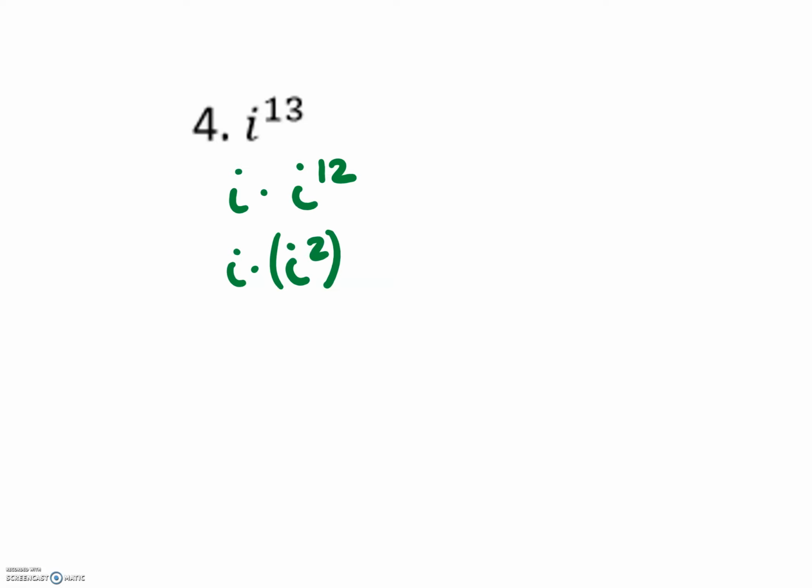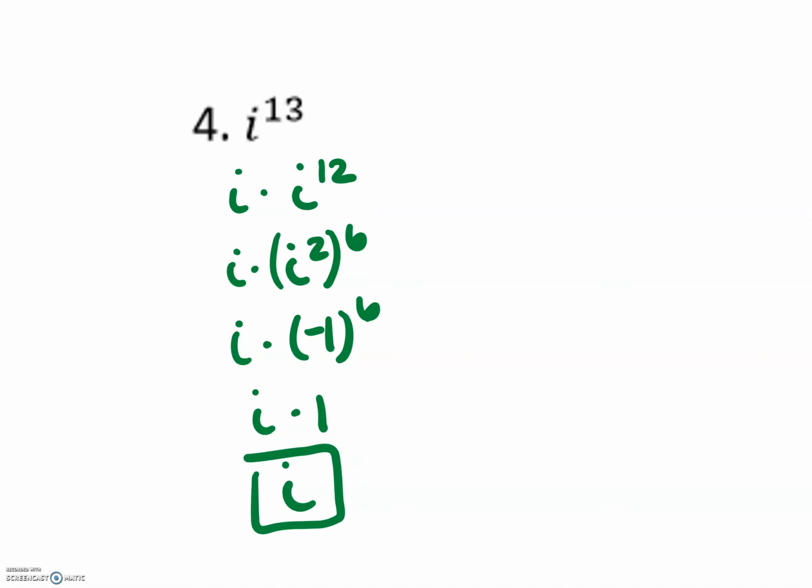Alright, let's try one more. So again, I have i to the 13th. I want to make it even. So to make it even, I'm going to take an i out, and I'm going to get i times i to the 12th. Now I can say i to the 12th is going to be i squared raised to the 6th power. So I'm going to get i times, i squared is negative 1, to the 6th. Well, what's negative 1 to the 6th going to be? That's going to be a positive 1. Then when I multiply, I get my final answer as i again.